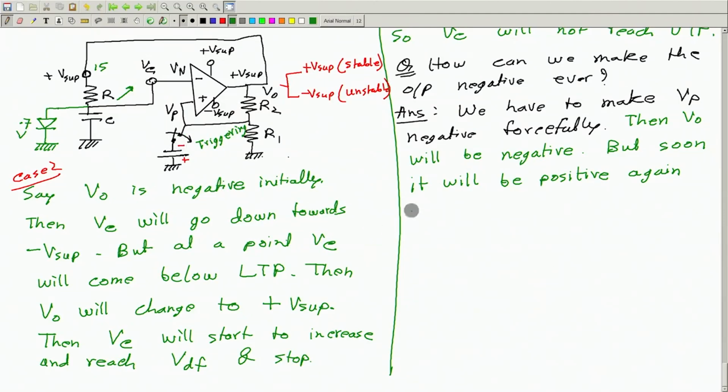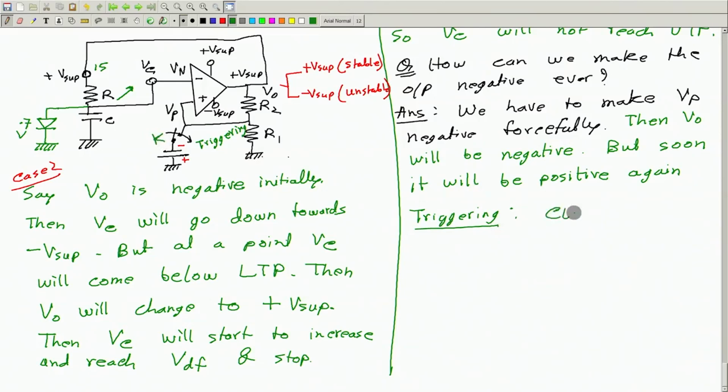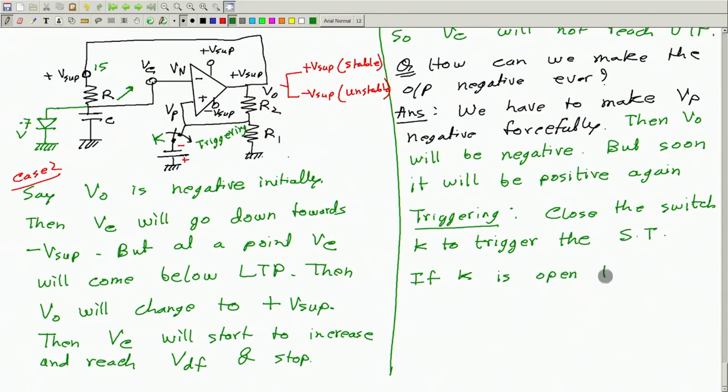And so how to trigger? Call this switch K, close the switch K to trigger this Smith trigger, and if K is open, then triggering doesn't occur.